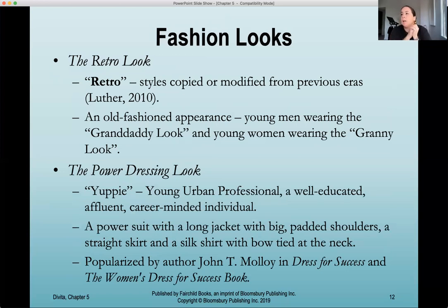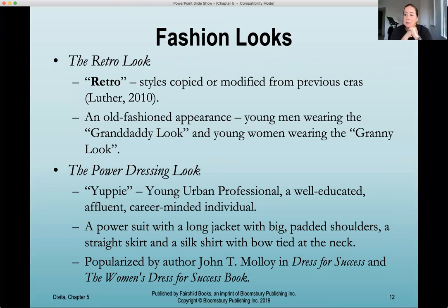The retro look are styles copied or modified from previous eras. An old-fashioned appearance, okay, so young men wearing the granddaddy look, or young women wearing the granny look, or that cottagecore look, that can be considered as the retro look, okay?